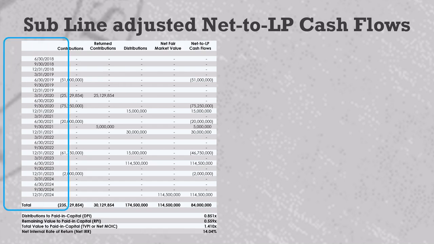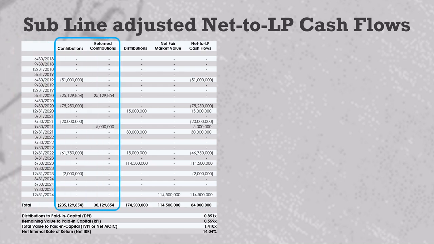It is best to always have 2 contribution columns, one with negative values for capital calls and one with positive values for the return of contributions. This lets us keep track of what's really happening with some of these cash flows.